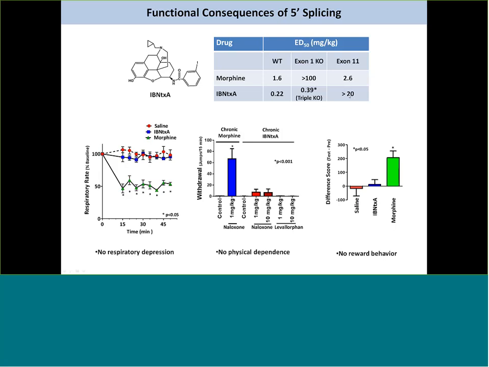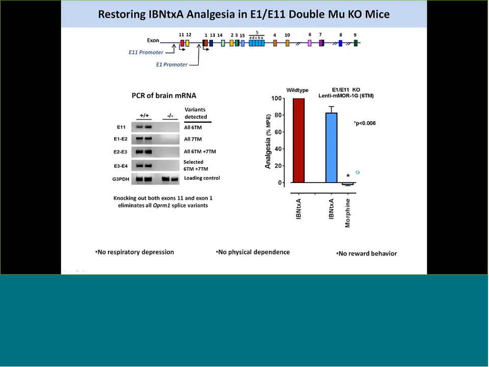Unlike morphine, however, which, as you can see here, produces a nice respiratory depression in terms of respiratory rate, you can see that the same equianalgesic dose of IBNTXA was without effect. Similarly, if you chronically treat mice with morphine, you get an established withdrawal profile. There's no evidence of physical dependence with chronic IBNTXA. And finally, in this slide, what you see here is a condition-place preference, where morphine shows significant condition-place preference, whereas IBNTXA shows neither reward nor aversion in this model.